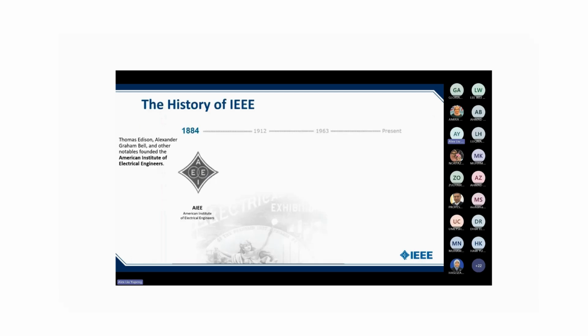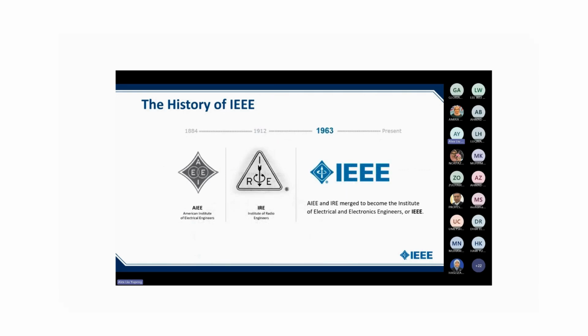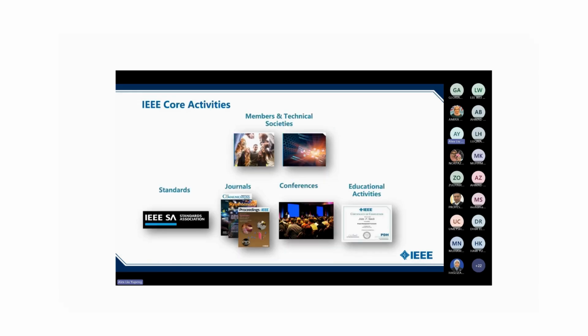prepare your manuscript. IEEE has a long history. We started in 1884 as the American Institute of Electrical Engineers, then in 1912 the Institute of Radio Engineers, and in 1963 they became the Institute of Electrical and Electronics Engineers. Now, although it's called an institute, it's not actually a school or university. The way it organizes is like this.